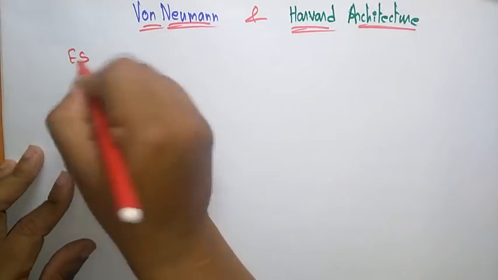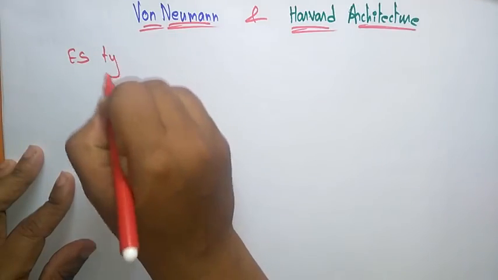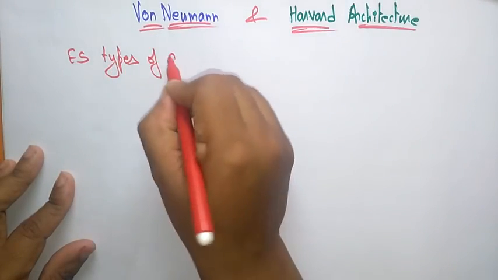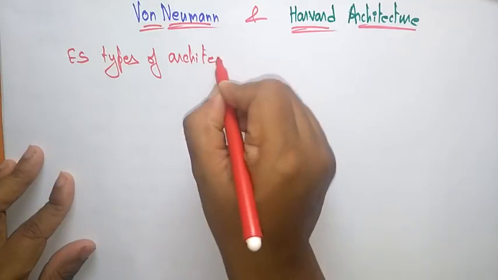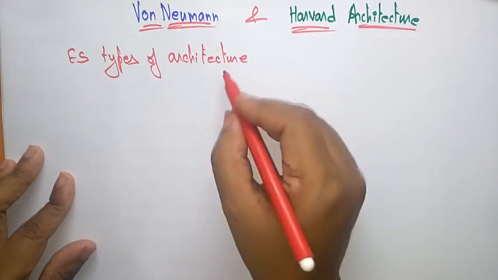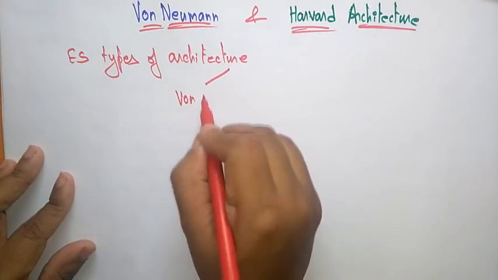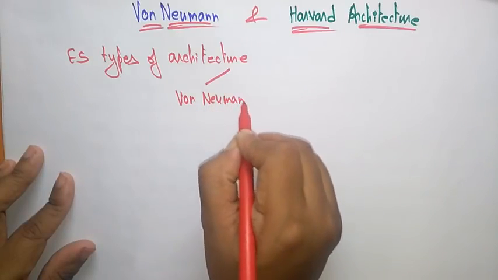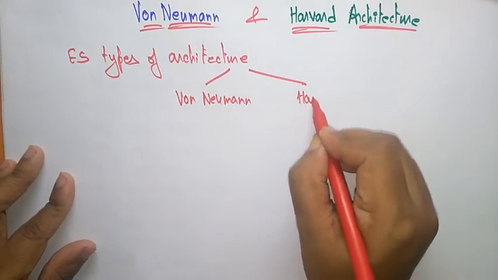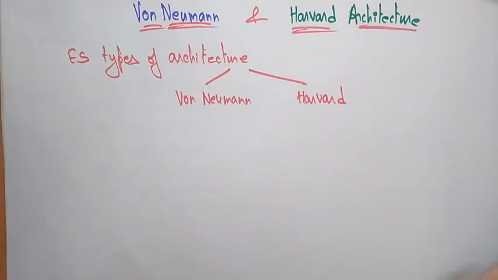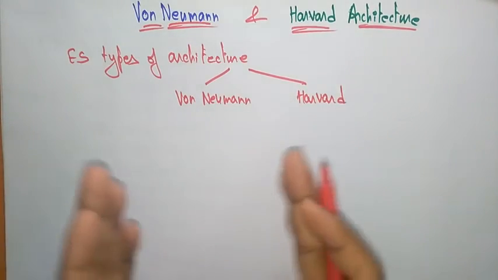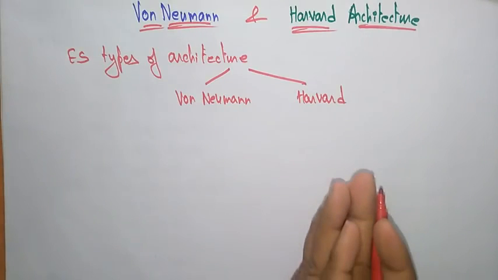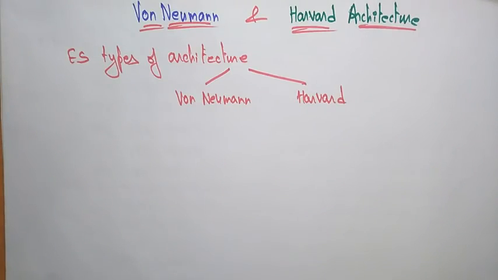Embedded system types of architectures. One is von Neumann and next is Harvard architecture. These are the two different architectures that can act as embedded systems. So what is von Neumann and what is the Harvard architecture? In this video, I want to explain what exactly the von Neumann architecture and the Harvard architecture are.